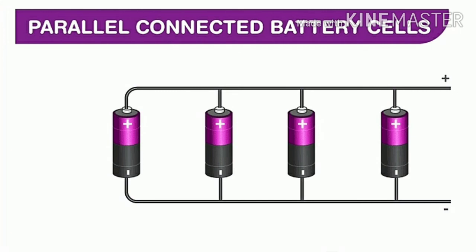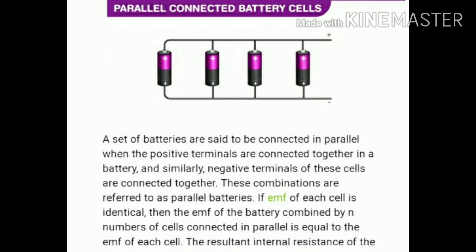Parallel cells. A set of batteries are said to be connected in parallel when the positive terminals are connected together in a battery, and similarly, the negative terminals of these cells are connected together. These combinations are referred to as parallel batteries. If the EMF of these cells is identical, then the EMF of the battery combined by n number of cells connected in parallel is equal to the EMF of each cell.